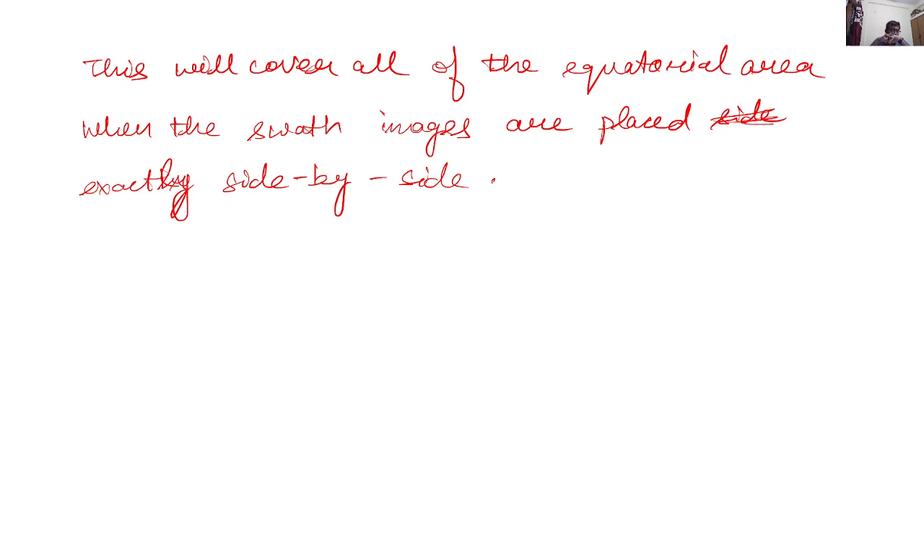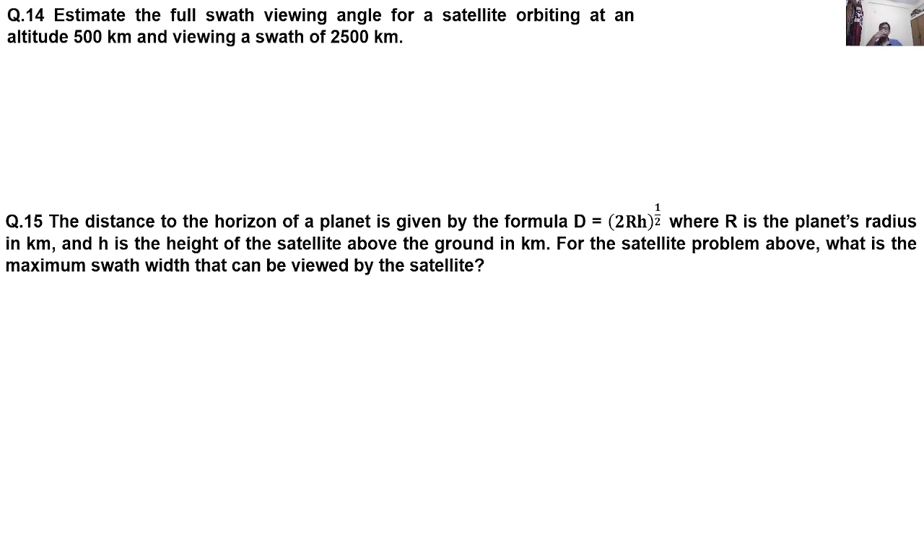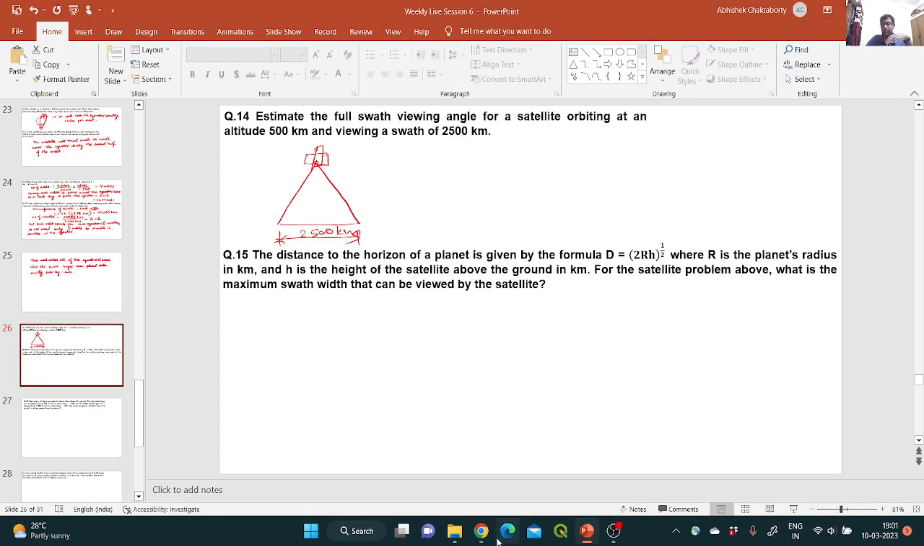Okay, let's take the next question. Estimate the full swath viewing angle for a satellite orbiting at an altitude of 500 kilometers and viewing a swath of 2500 kilometers. It's very straightforward, by the way. Let us suppose this is a sensor. Let's project a right angle triangle kind of like this. So this would be the entire swath. The swath is 2500 kilometers.